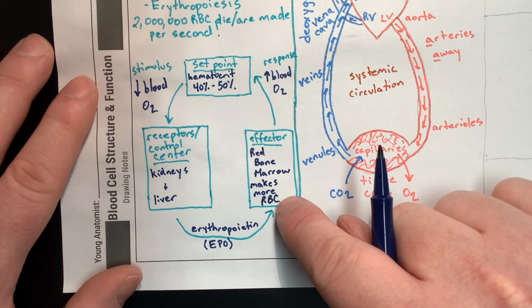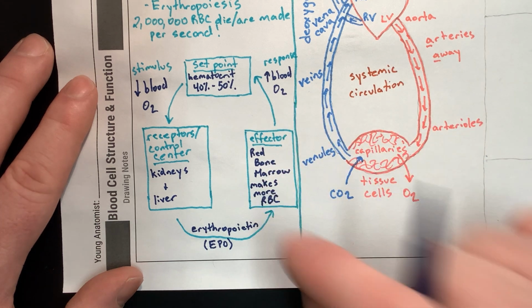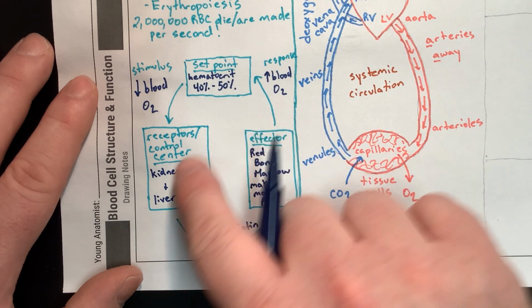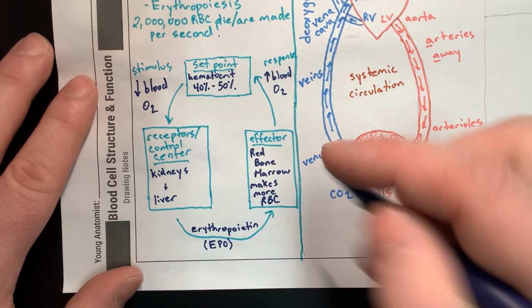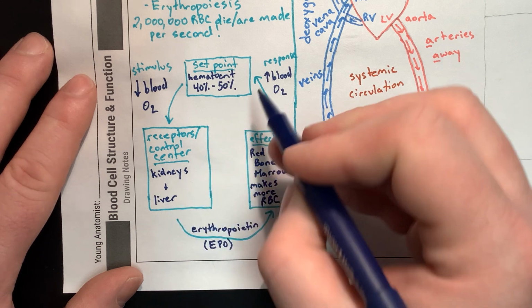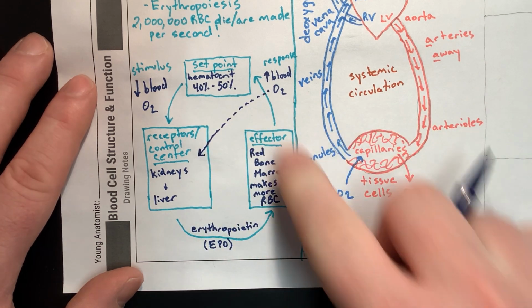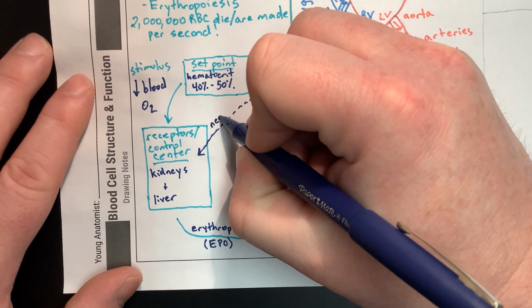And then once there are more red blood cells, that's going to lead to increased blood oxygen because there's more red blood cells to hold that oxygen. And then one cool thing about this is that there is some negative feedback with that blood oxygen. So the kidneys and liver can detect that blood oxygen level. So this is negative feedback.